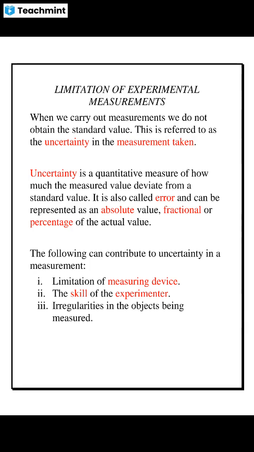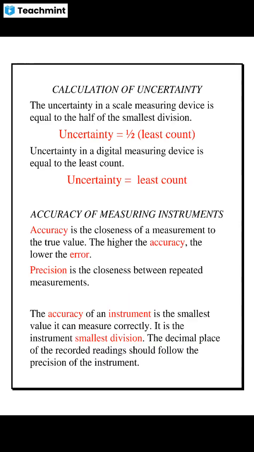You cannot get an exact value in measurement. It is not possible. You cannot get the exact standard value, no matter how careful you are. So that is why you have uncertainty. Another word for uncertainty is error. Now, how do you compute uncertainty? If you want to find uncertainty from measuring instruments like your meter rule, the uncertainty is going to be half of the least count. That is the least possible measurement your meter rule can measure.